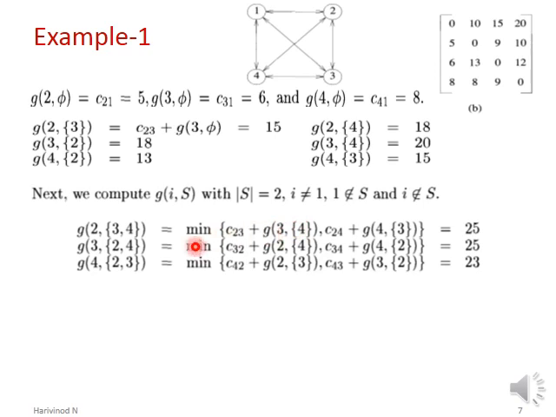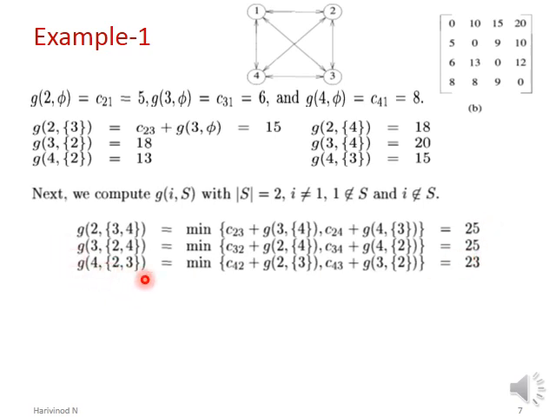Similarly, the other choice for the salesman is 2 to 4. Let us travel directly from 2 to 4, then visit the other vertex, that is 3, and come back to 1. That part we already computed, that is 15. So the cost of 2 to 4 is 10 plus 15, that gives us 25. So 29 and 25, the minimum is 25. So this is how g of 2 comma 3, 4 is computed. In a very similar fashion, these two are also computed.